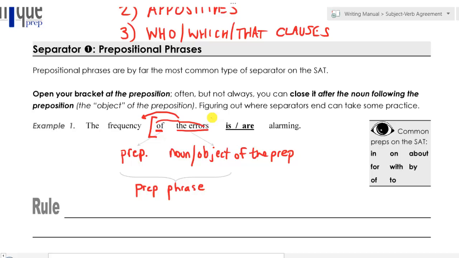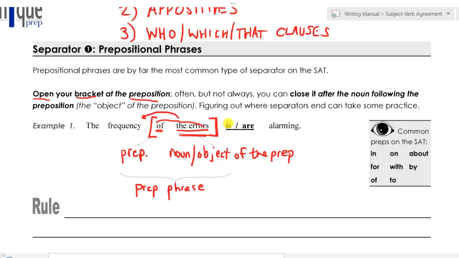So what we're going to do is bracket this prepositional phrase. And it does say up here, you're going to open your bracket at the preposition. Frequently, but not always, your bracket will close after the object of that preposition, after the noun following the preposition. And then we're going to read the sentence without that description, without that prepositional phrase. So the sentence becomes: the frequency blank alarming.